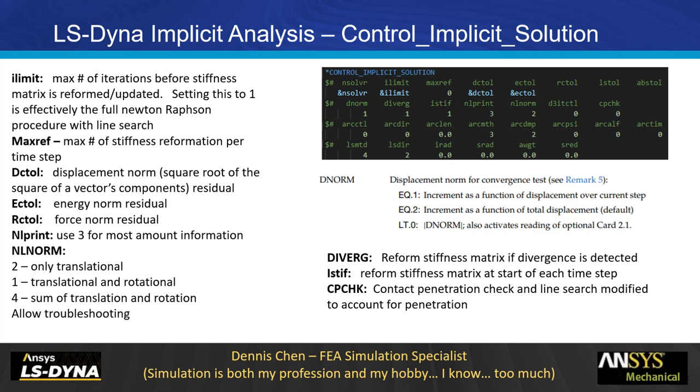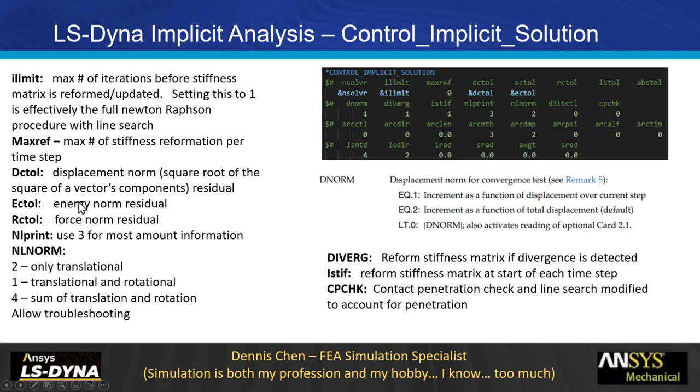Using a full Newton-Raphson actually helps. Now the max ref here is the max number of stiffness formations per time step. So I think you'll get to divergence. You'll basically stop the solve if it reforms so many times. The DC toe, EC toe, and RC toe are essentially your residuals, right?